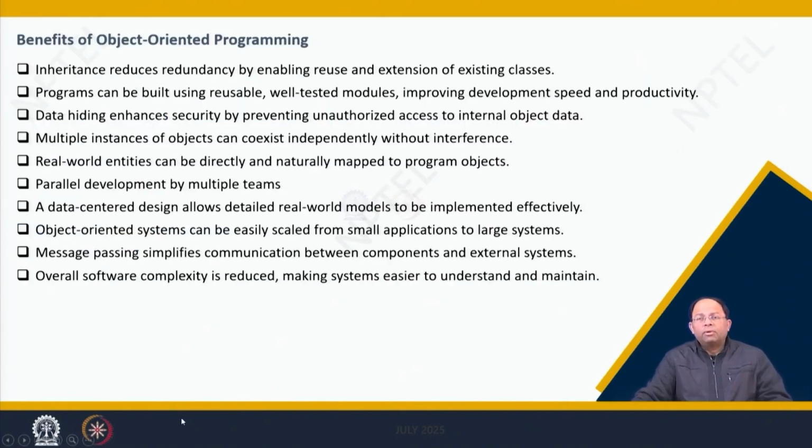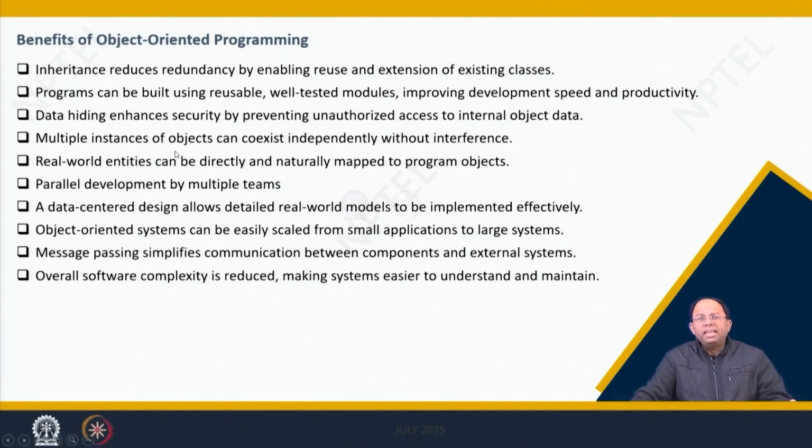So to summarize, what are the benefits of object-oriented programming? Of course, the property of inheritance reduces redundancy by enabling reuse and extension of existing classes, and programs could be built using reusable, well-tested modules, and because those are well-tested, we can do it faster and also improve productivity. The data is hidden, which enhances security because of encapsulation and abstraction, and this prevents unauthorized access to the internal data of those objects.